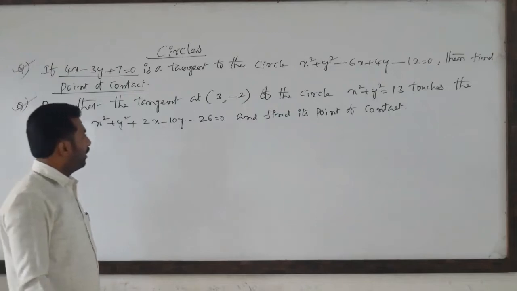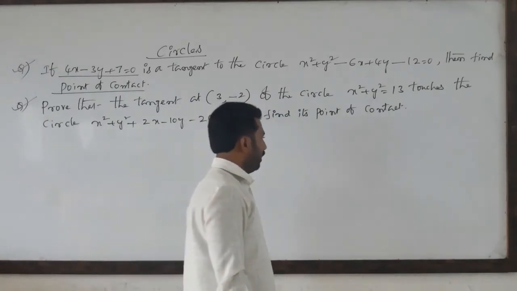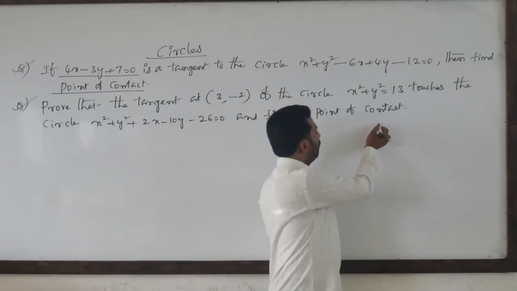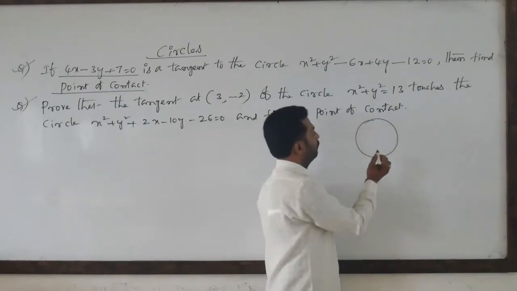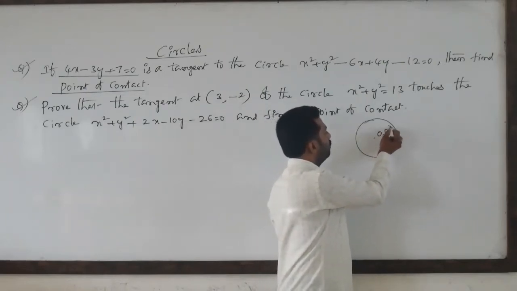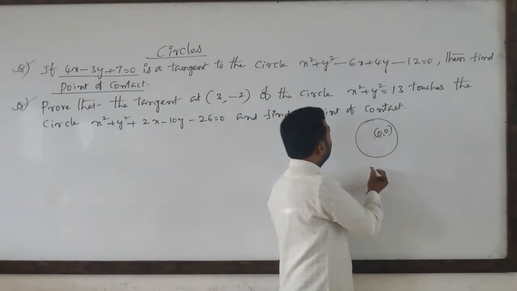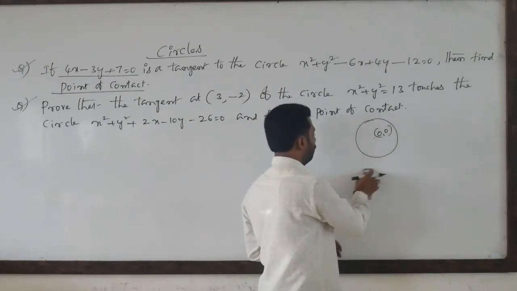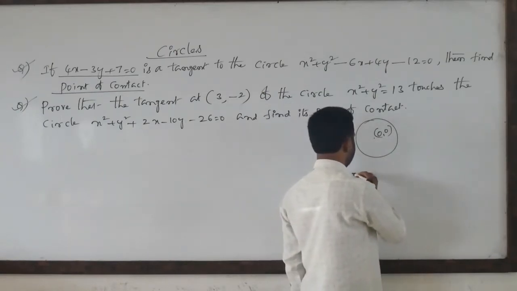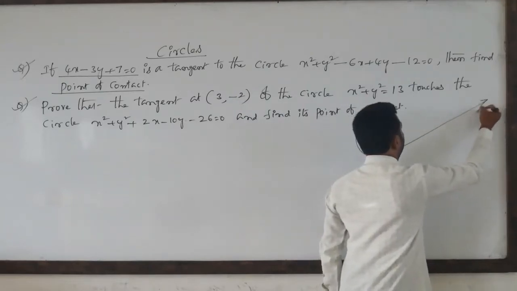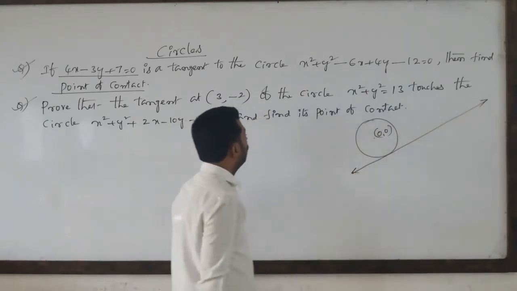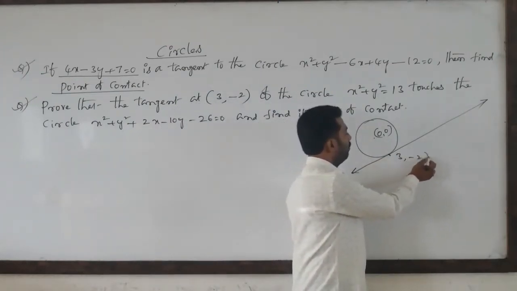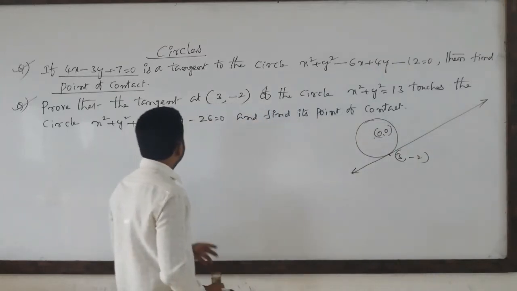Prove that the tangent at the point 3 comma minus 2 to the circle. See here. Suppose this is the circle x square plus y square equal to a square. So center is 0 comma 0. One tangent is there, so this is the tangent we have to draw. So this is a tangent at the point 3 comma minus 2. This is the point 3 comma minus 2. So you read the question.